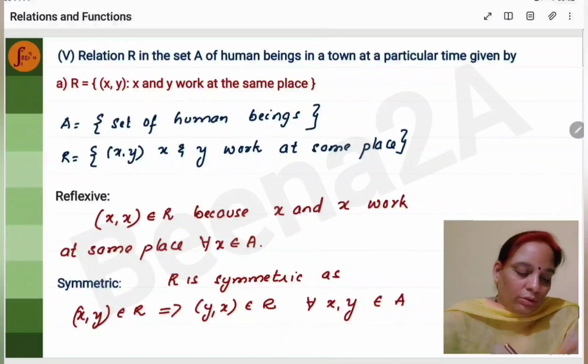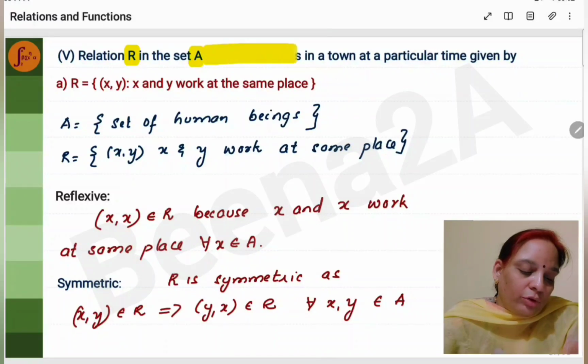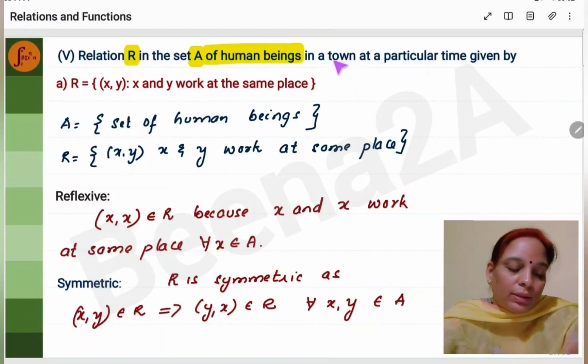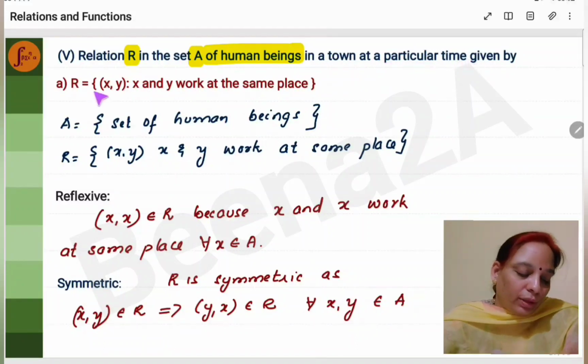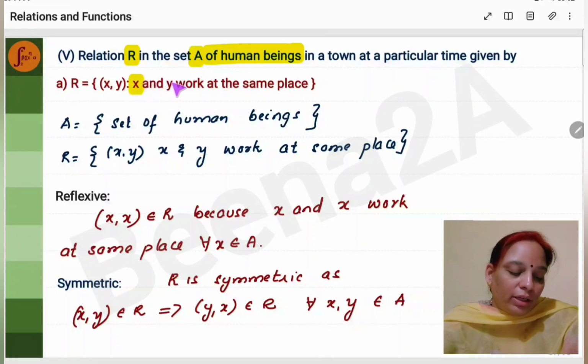Now let's go to another example. Relation R in a set A of human beings. So set A is a set of human beings in a town at a particular time. So what is the relation? X and Y work at the same place. And what are X and Y here? They are human beings, right?